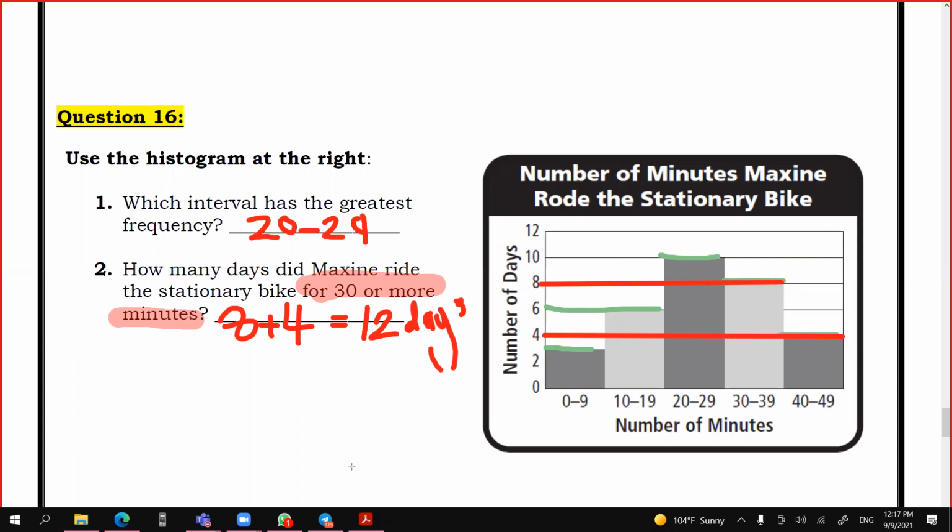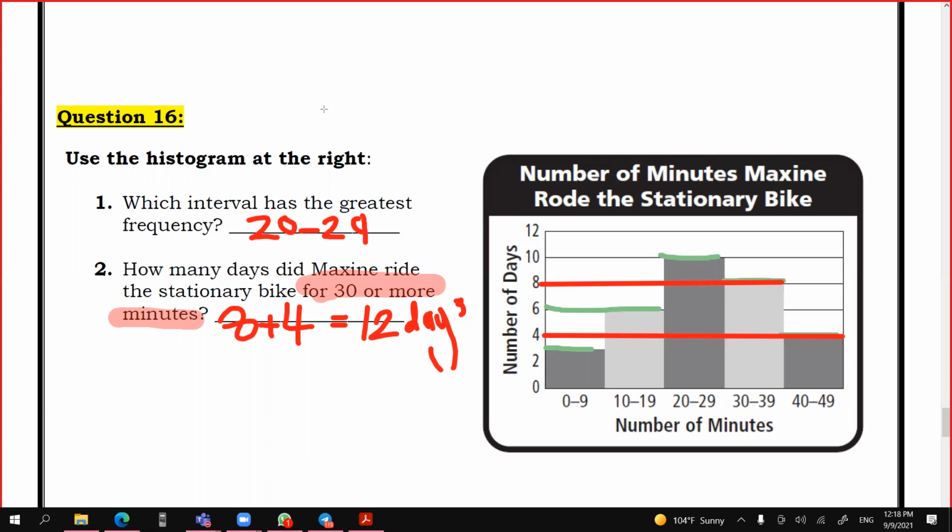No. Did you finish writing? Yes, Malak. Yes, Malak. Interval?